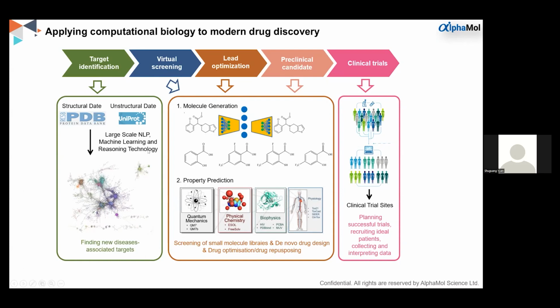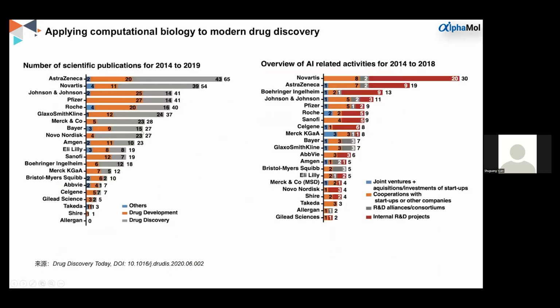But our group mainly focuses on preclinical drug discovery, which means we perform computational drug discovery up to the PCC identification. From this diagram, we can see the international big pharmas are really enthusiastic about advancing modern drug discovery with artificial intelligence or computational methods. The left-hand side diagram shows the number of scientific publications from those big pharmas in the area of computational drug discovery. The right-hand side panel shows how many business activities or collaborations there are between big pharma and computational drug discovery companies. Both diagrams indicate that applying computational methods to modern drug discovery is really a big trend nowadays.